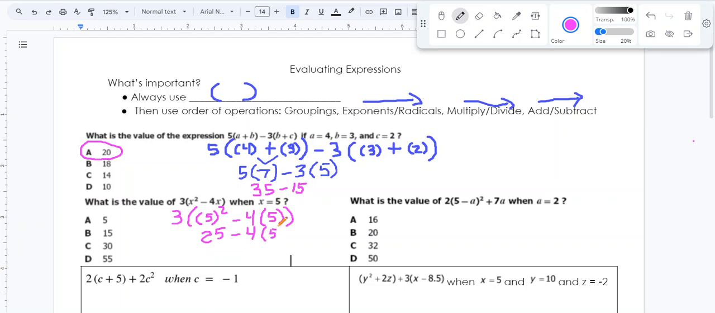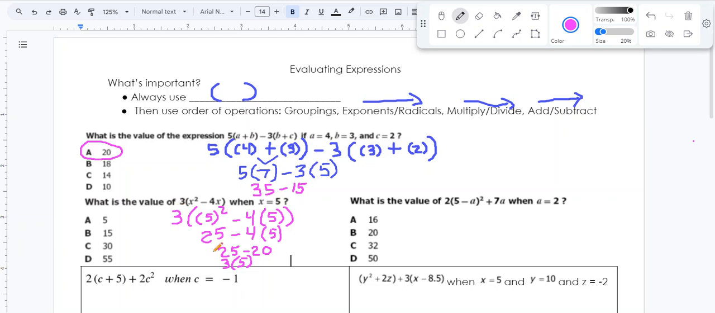I'm still working inside these parentheses here. So 25 minus 4 times 5, I have to multiply before I can subtract. 4 times 5 is 20. So then I would have 25 minus 20, and 25 minus 20 is 5. So I simplified all of my parentheses, and I'm left with 5 inside that parentheses.